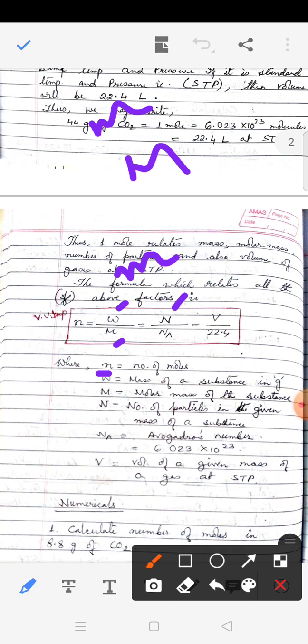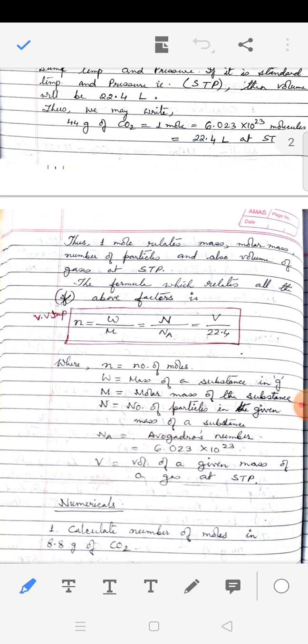N is number of particles in a given amount of substance. Na, as we all know, is Avogadro's number. V is volume of a gas at STP, which we may need to calculate, and 22.4 liters is the volume occupied by 1 mole of a gas at STP. So using this formula, we should be able to solve a lot of numericals.